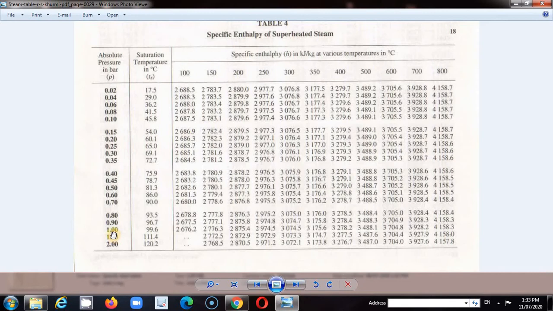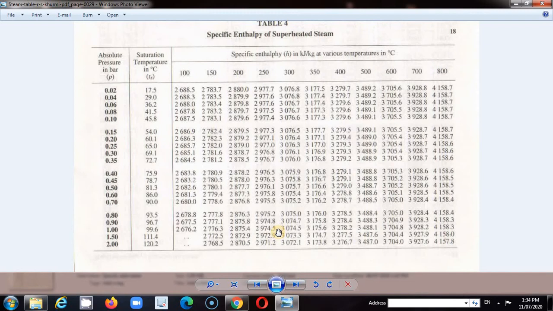Then you just pick the pressure, that is 1 bar, in the first column, and the temperature range is between 100 and 800 degrees centigrade. Suppose in the problem a temperature of 250 degrees centigrade is given. So you go in the downward direction, and from 1 bar you go horizontally, and you will get the value of H here: 2974.5.